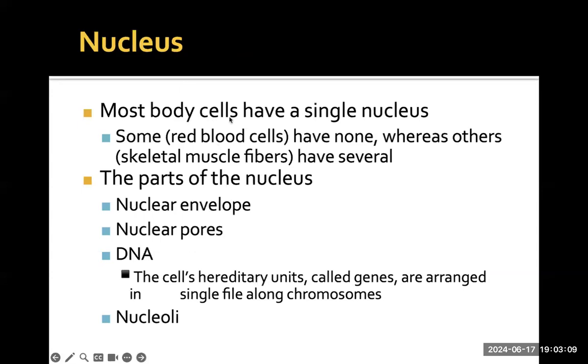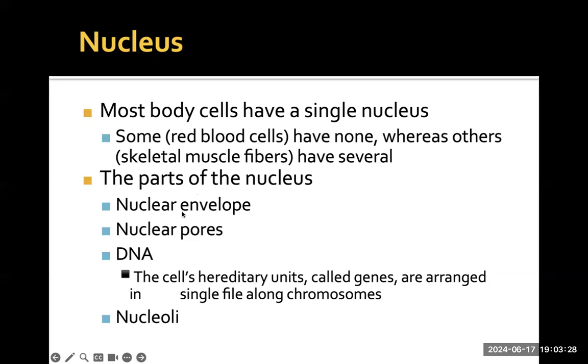So again, the nucleus. Most body cells have a single nucleus. Some cells have none at all. So like a red blood cell actually gets rid of its nucleus. But then there's others that have several nuclei. We would call that multinucleated. So an example there would be a skeletal muscle fiber.